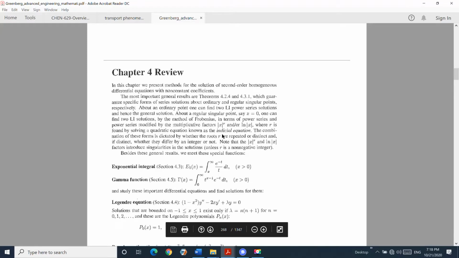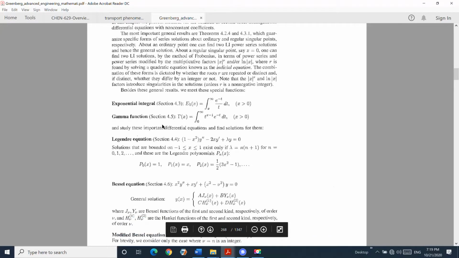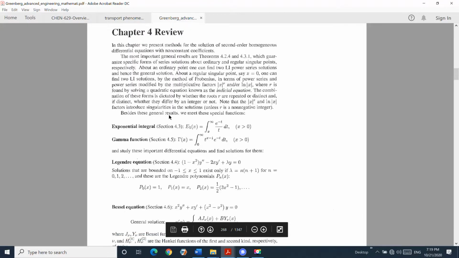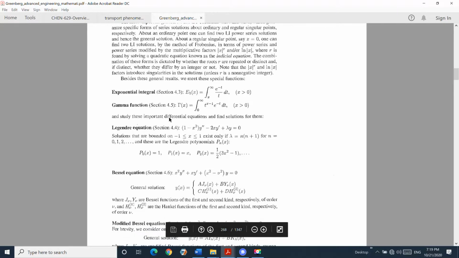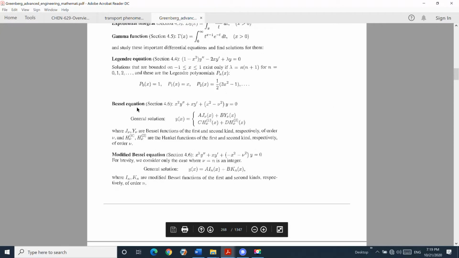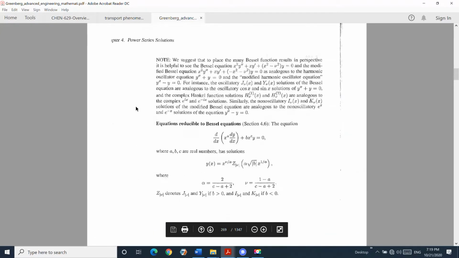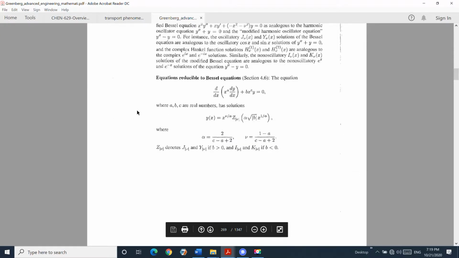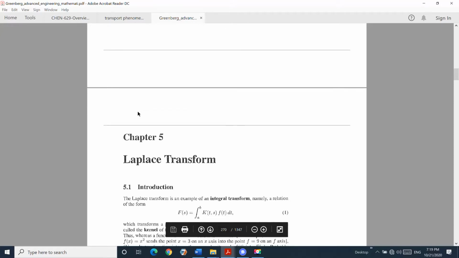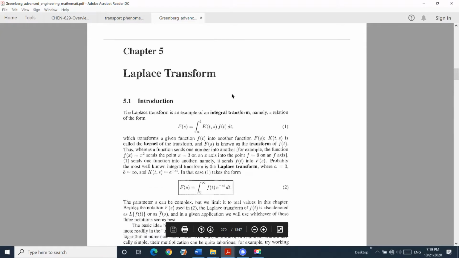Okay, some review of what we saw in this chapter: the power series, the series solution of the differential equation, exponential integral, gamma function, Legendre equation, Bessel equation, modified Bessel equation, and equations reducible to Bessel equation, and so on. So we come here to chapter 5.